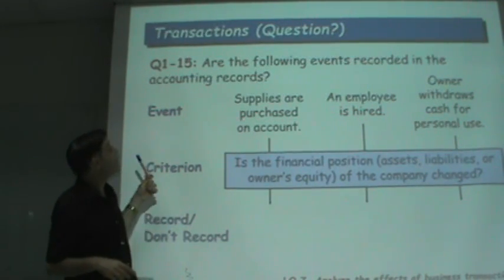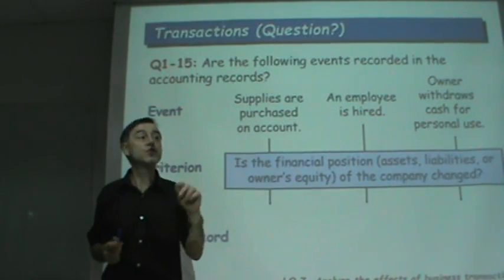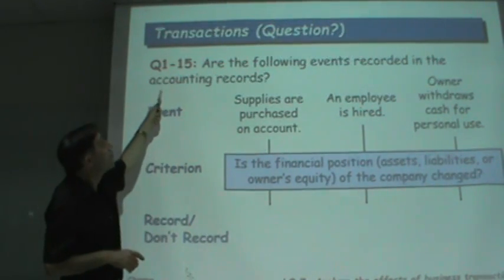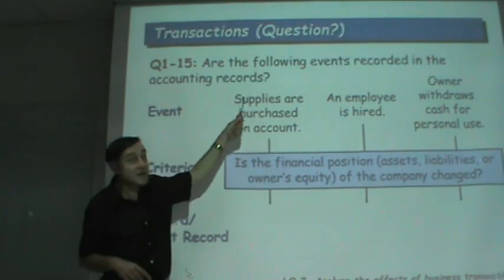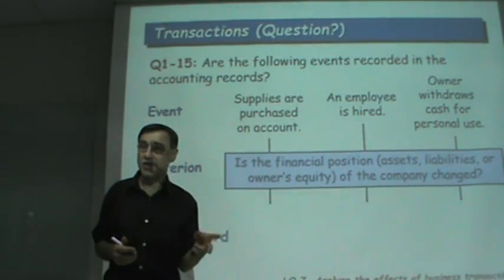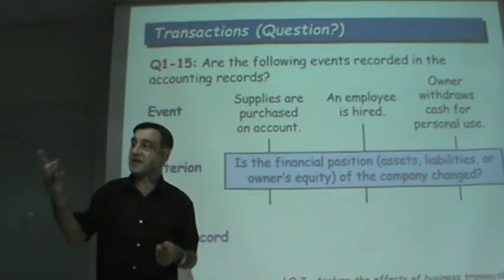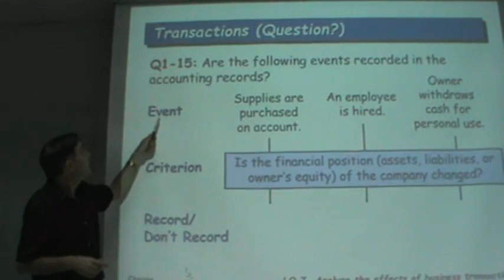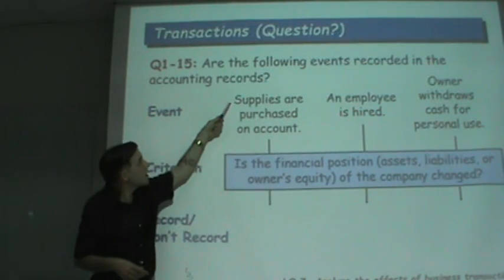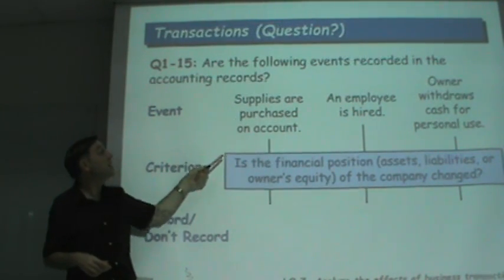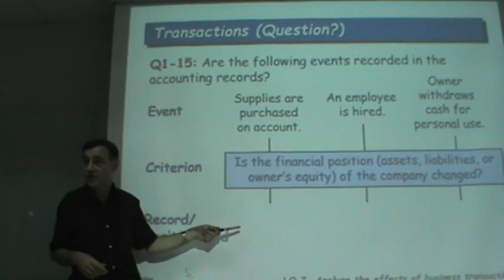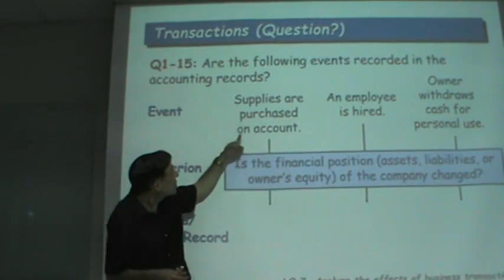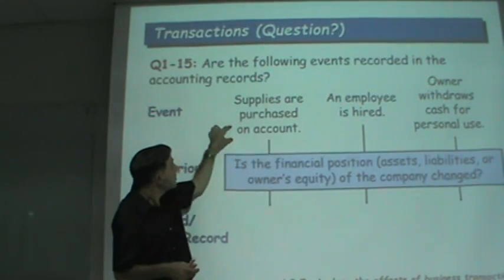This is a basic question, which we'll try to, or at least I'll explain here: which of the following events are recorded? So, which of these events is a transaction and which is not a transaction? Number one, supplies are purchased on account. Let's explain this word, on account.